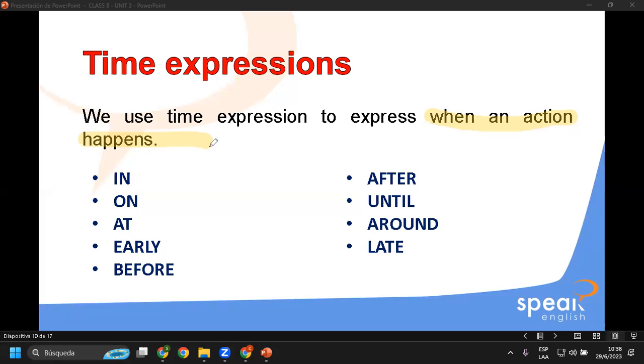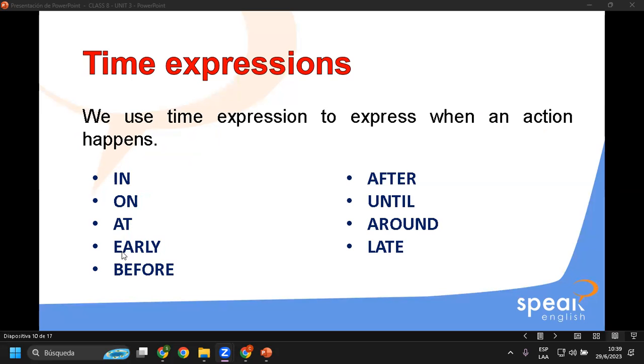That's why, guys, the time expressions will be different in each grammar tense. If I'm talking in future, we are going to use different time expressions. If we are talking in simple past, we are going to use other ones. Today, we are going to study some of the most common ones. For example, in, on, at, early.